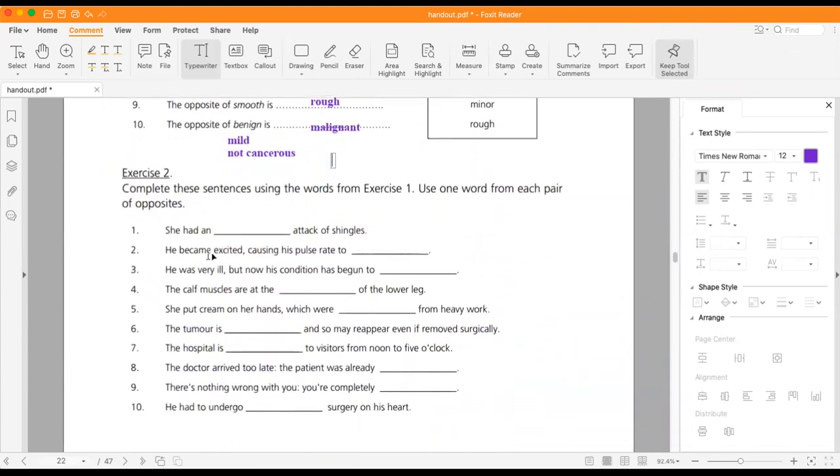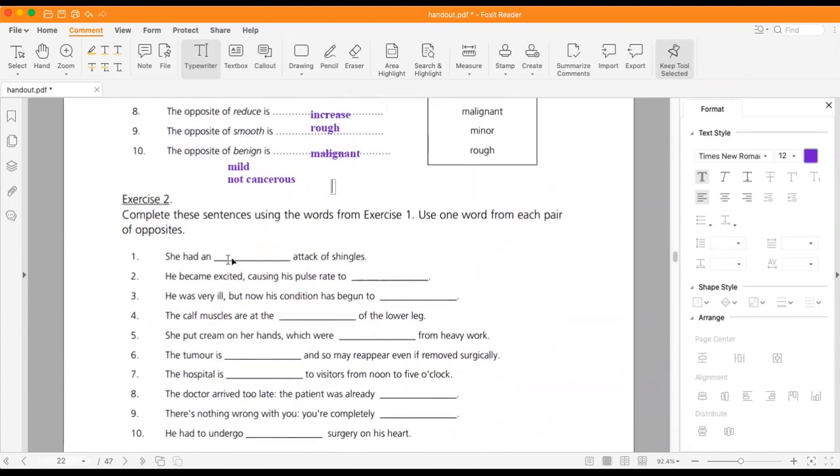All right. For example, she had an what attack of shingles. What is the meaning of shingles? Shingles is a viral infection that causes a painful rash. So she had an acute attack, because here it is "an", so the word that comes after it will start with a vowel. We can't say chronic, we will say acute.